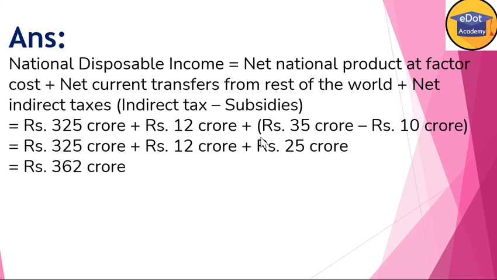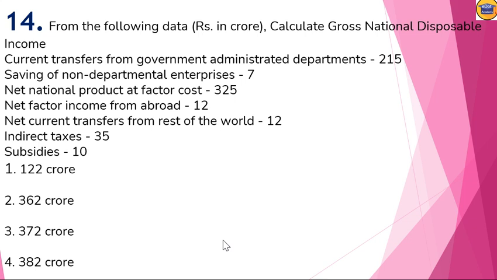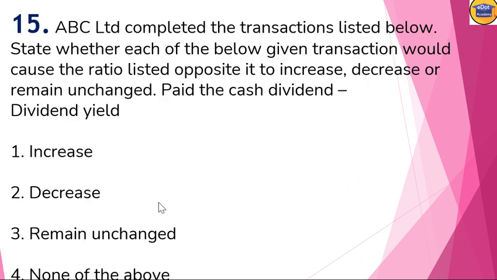One more factor we have not taken into account, that is net factor income from abroad, because we are calculating gross national disposable income. Now see the next question, 15.